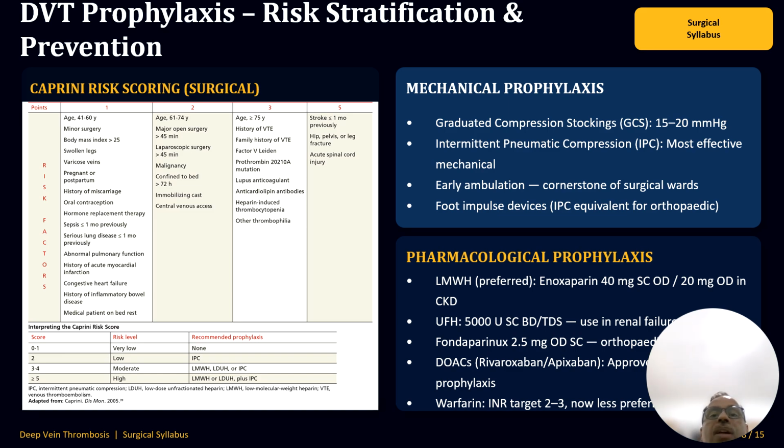Direct oral anticoagulants, that is rivaroxaban or apixaban, can be used as a prophylaxis, and warfarin, which is a vitamin K antagonist, to keep the INR range of 2 to 3. Now it is less preferred as a pharmacological prophylactic agent. The most commonly used pharmacological prophylactic agents still are low molecular weight heparin, which is one of the preferred drugs, and also now more and more direct acting anticoagulants can be used for pharmacological prophylaxis.